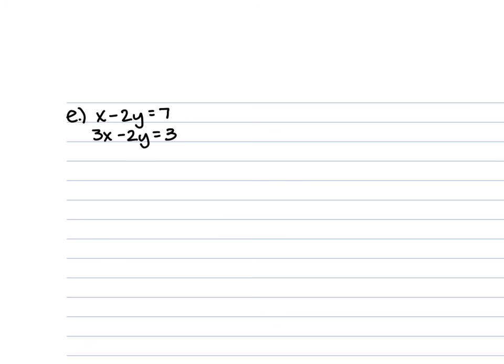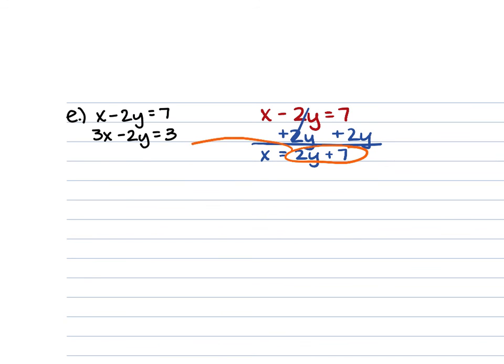For example E, you have x minus 2y is equal to 7, and 3x minus 2y is equal to 3. I'm going to take that first equation, x minus 2y is equal to 7, and I'm going to solve this for x by adding the 2y to both sides. So I have x is equal to 2y plus 7. This 2y plus 7 gets plugged in for x in my second equation. So this is going to give us 3 times (2y plus 7) minus 2y is equal to 3.